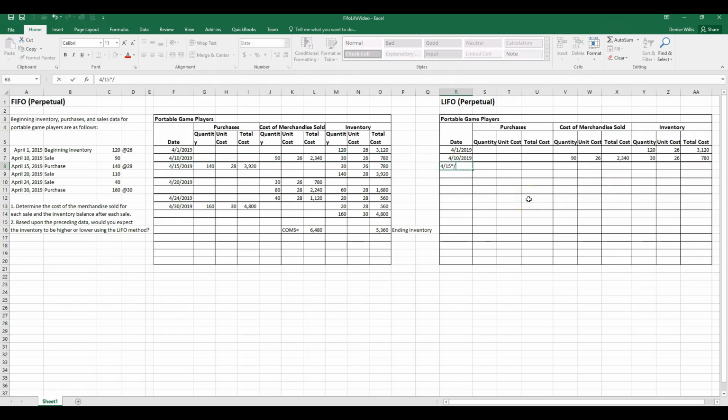Okay, now on 4/15 we're going to have some changes. So we go to 4/15. Now, actually, this is not going to change. I'm sorry. This is the purchase. We're going to purchase this right here.